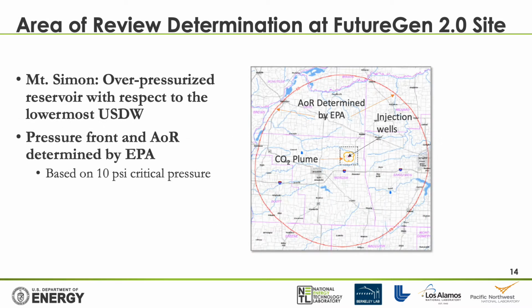At the FutureGen site, the reservoir is overpressured with respect to the lowermost USDW. So even if no CO2 were injected, brine could still flow from the reservoir to the USDW through an open conduit. The EPA specified that limiting the pressure increase in the aquifer to 10 psi would be protective of the aquifer. Based on reservoir simulation, this resulted in an area of review 65 kilometers in diameter.